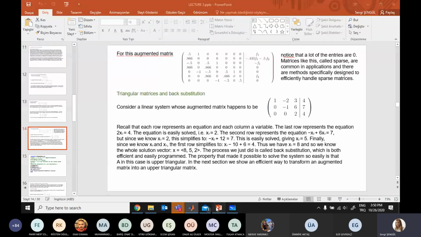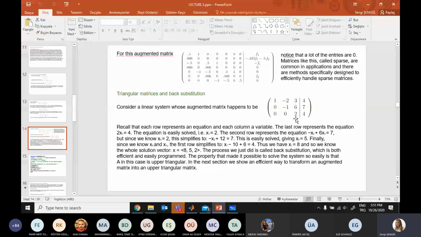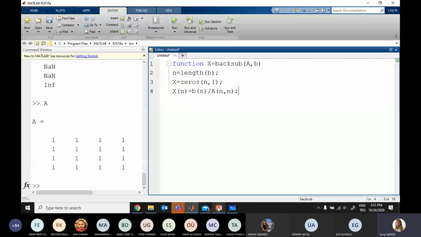So let me show it to you. Firstly, I took the last entry in B, which is 4, over the last entry in A, A3, which is 2. 4 over 2 is 2. So this is how I will start. Once I have this 2, I will put it inside here and find x2, right? That's why I started my program by dividing the last entry of B by the last entry of the matrix.